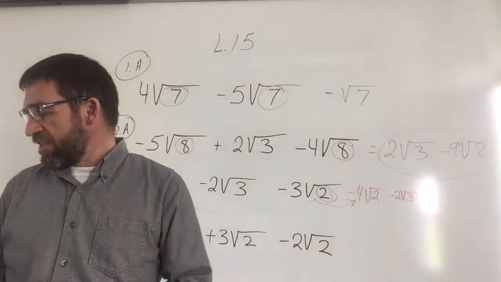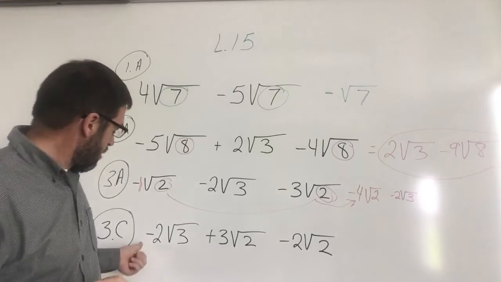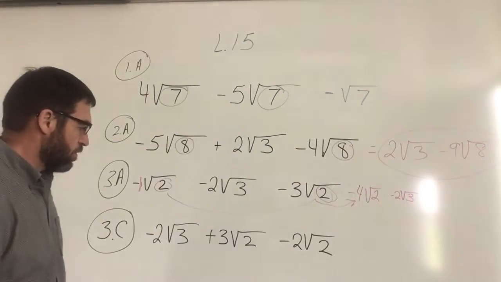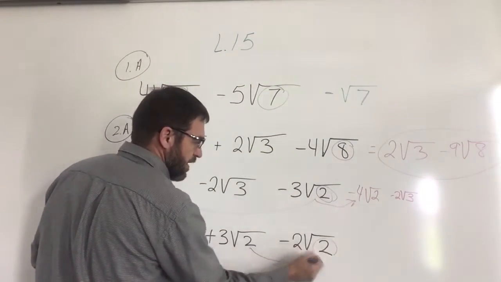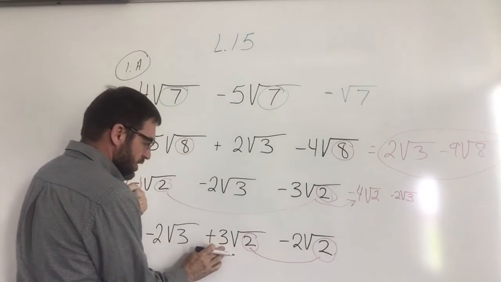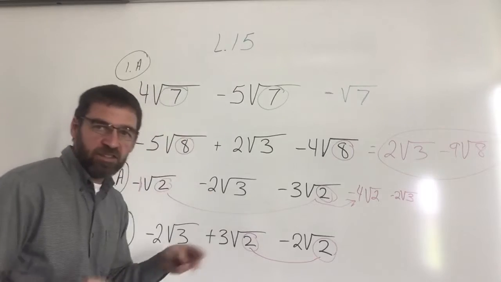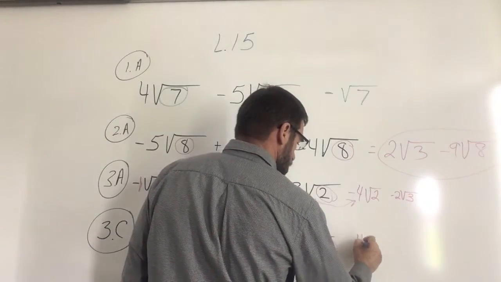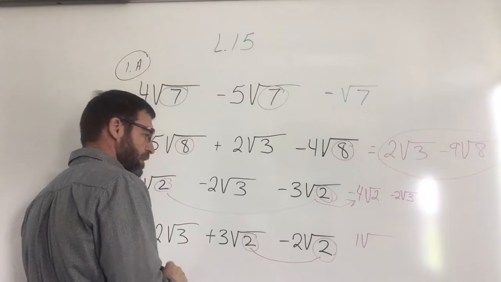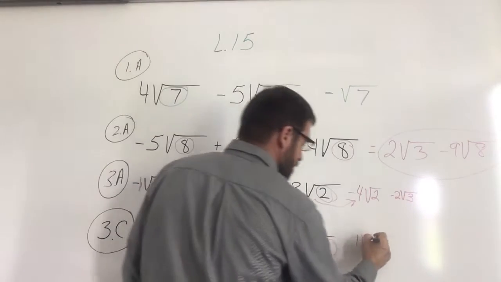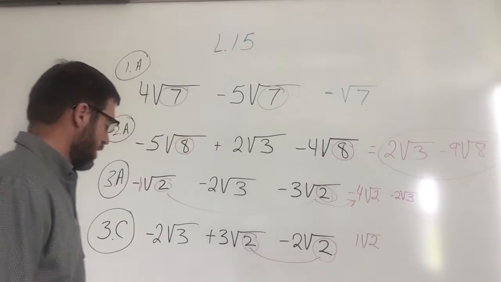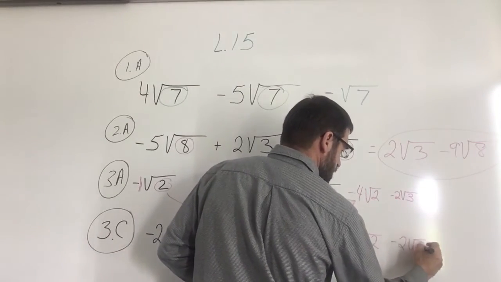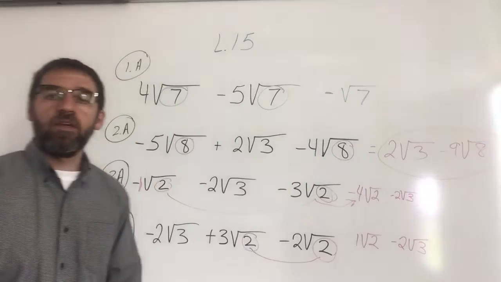Better English. Now let's do C. It is -2, 3, +3, -2, 2. Okay? You can quickly tell me that these two guys here are the two that I can combine. So this is a +3 and a -2. Opposite signs subtract. So that means I have a 1 positive. And you don't have to write it if it's a 1. And so I have 1, radical 2. And this guy here cannot be combined, so he will be a -2, radical 3.